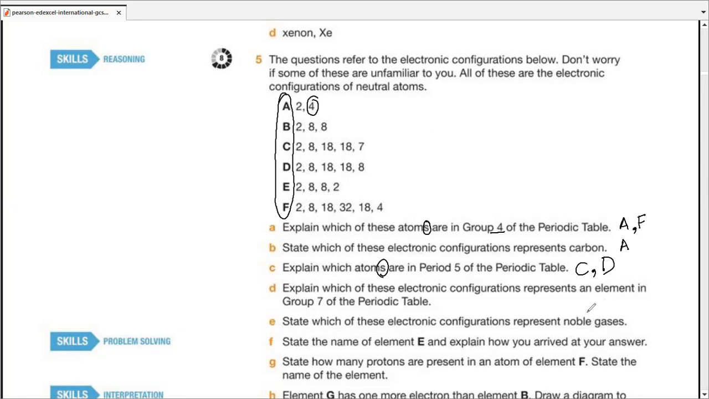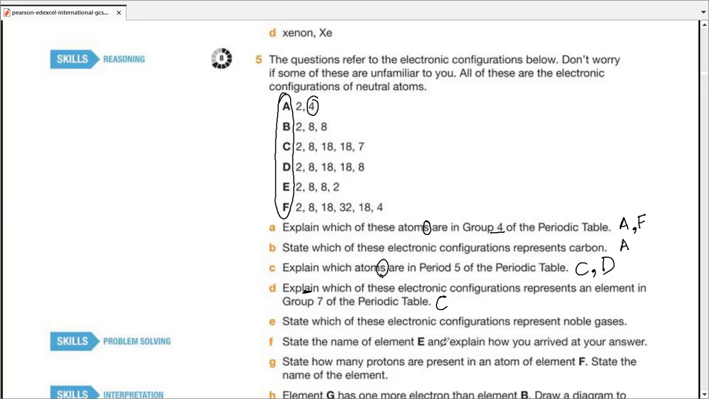We're gonna move on to part D. Explain which of these electronic configurations represents an element in group 7 of the periodic table. Group 7. It's C. And why? Since we're going to explain it too, why? Because the group 5. Because there are 5 values.